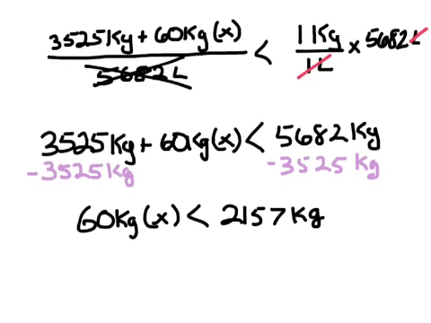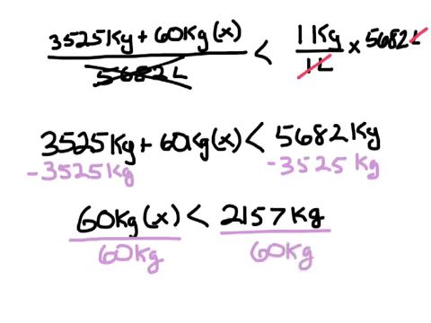Finally, I think you can see that all we need to do now is divide both sides by 60 kilograms in order to get x by itself. That's of course going to get rid of the 60 kilograms on that side. Interestingly enough, the kilograms are also going to go away on that side, and we're going to be left with no units, which is fine because we're just looking for a number of people, right? So the real problem is going to be x is less than 2157 divided by 60.